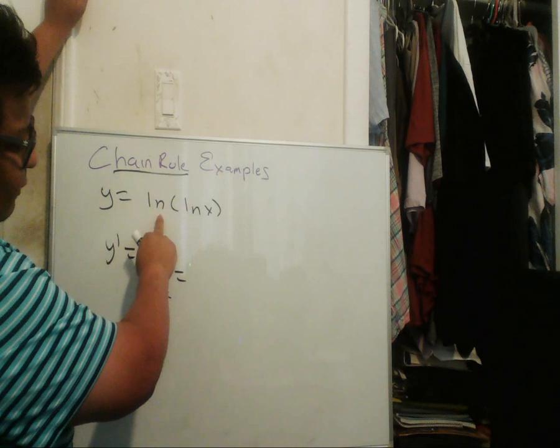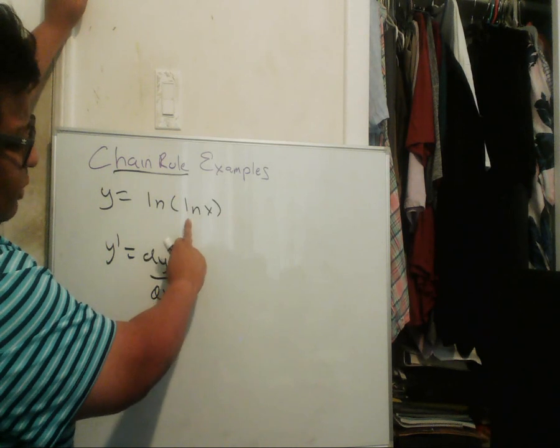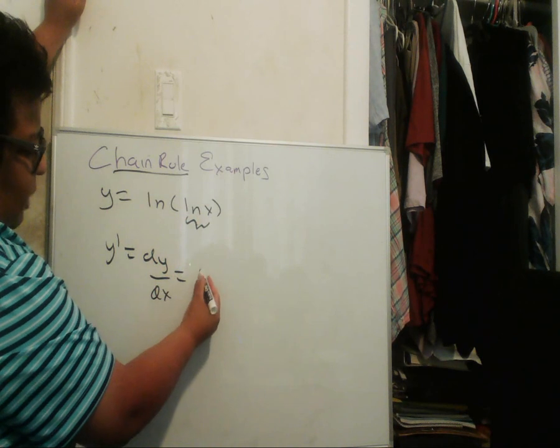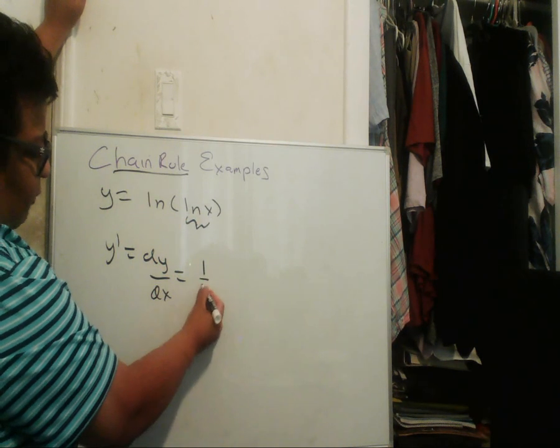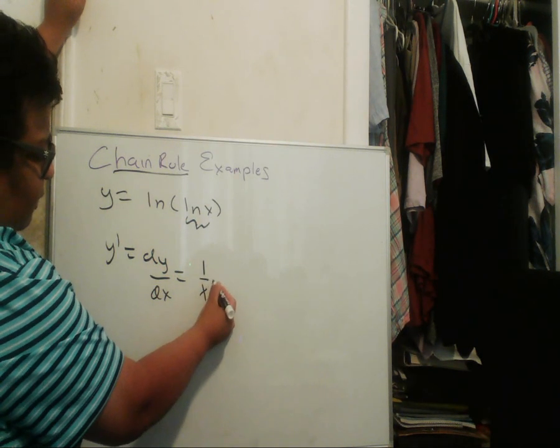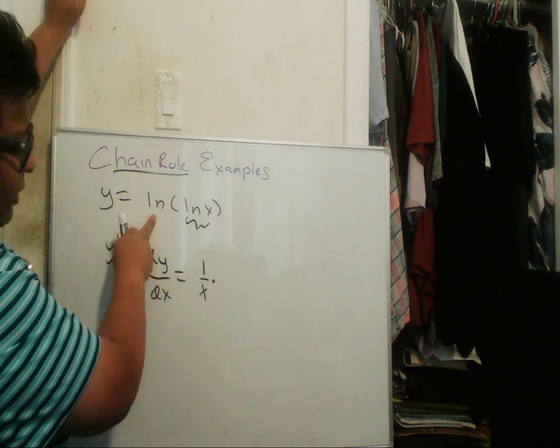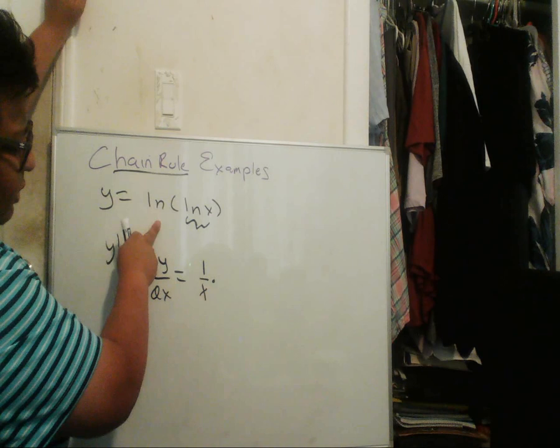So what's the derivative of the inside? What's the derivative of ln of x? That's going to be 1 over x, times the derivative of the outside, which is ln of x, 1 over x.